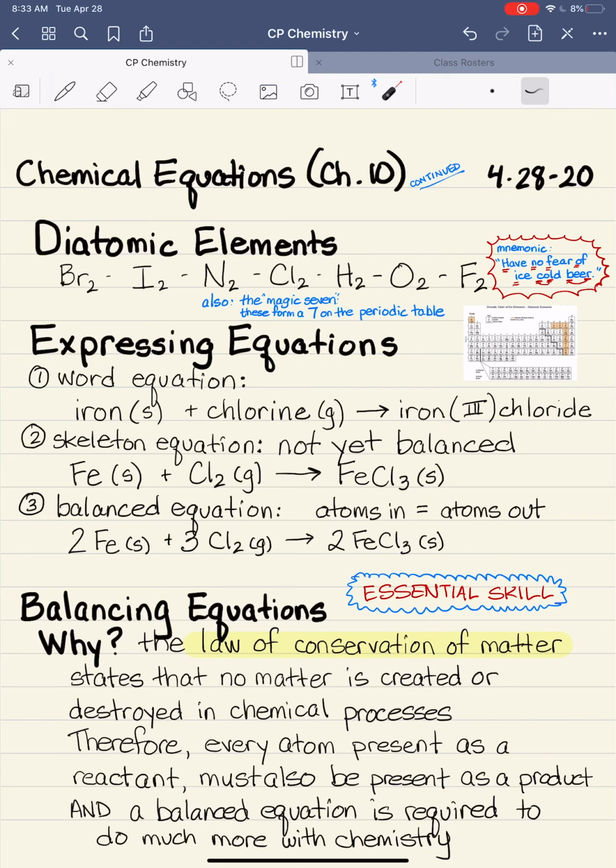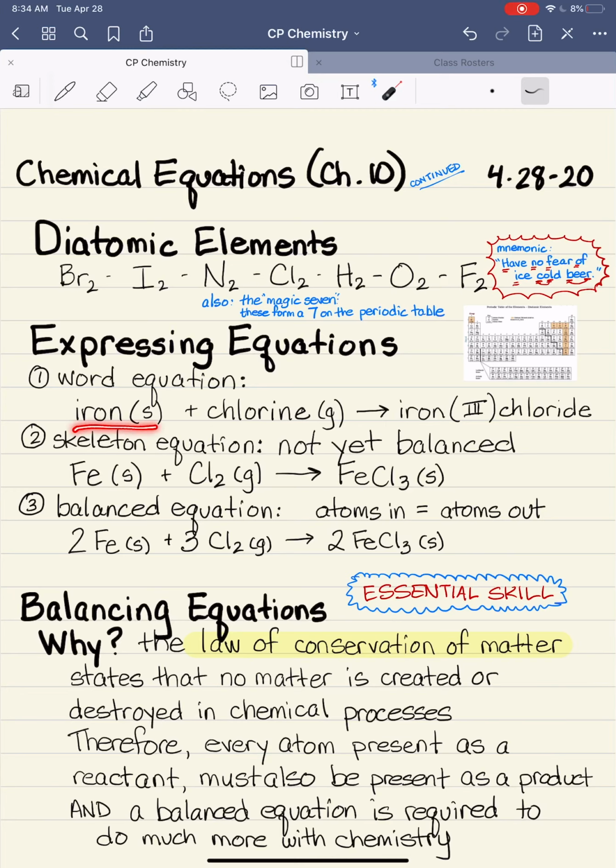Sometimes in a problem statement, you might see a sentence describing a chemical reaction that occurred. The sentence might say something like, solid iron reacted with chlorine gas to form solid iron 3 chloride. Well, that can be put into what's called a word equation. The word equation includes the names of the chemicals rather than the chemical formulas.